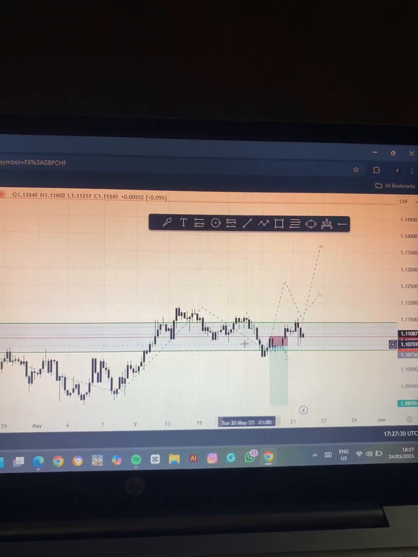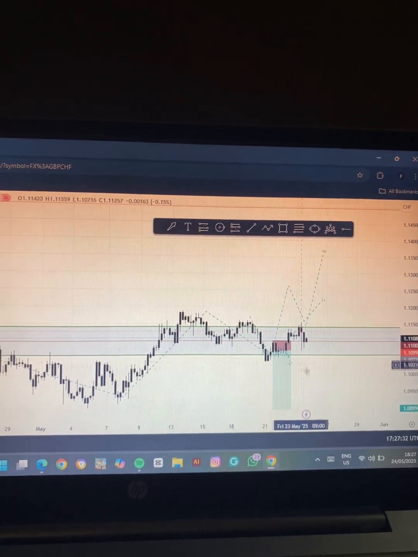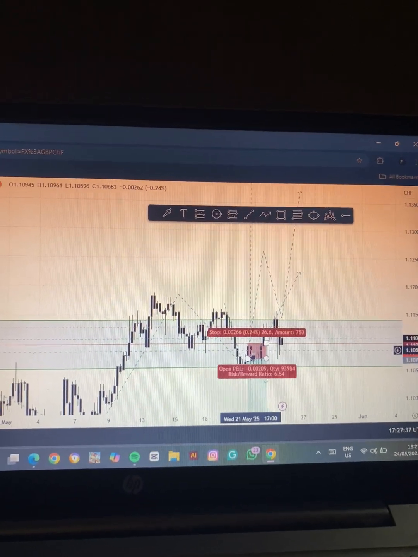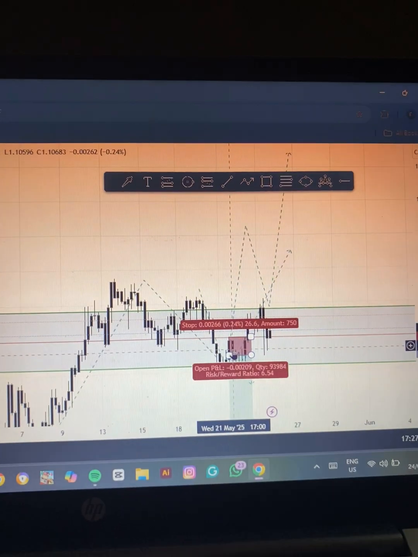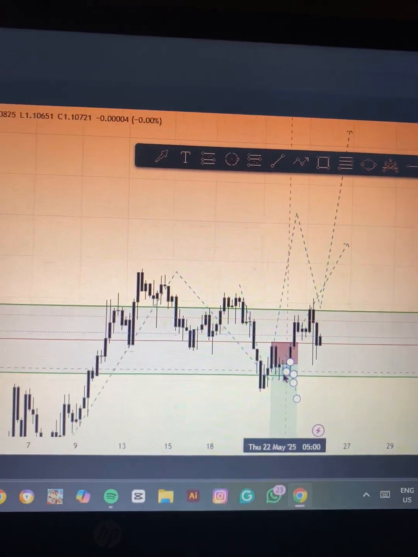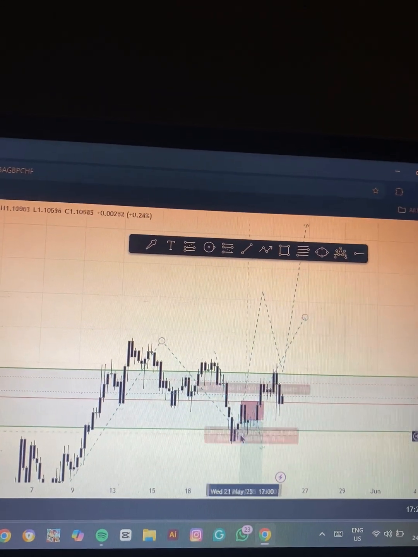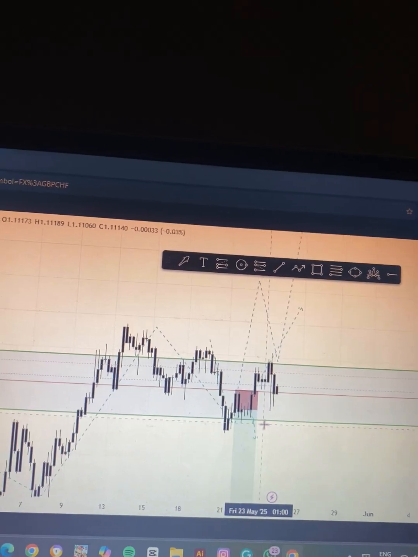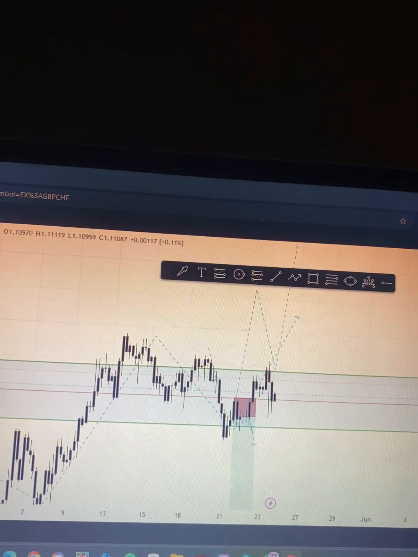Then price here created a tweezer top. You can see a tweezer top, look at these two candles, this one and this one. And look at the indecision candles. We're thinking that price is about to push down here, not knowing, and we went to the lower time frame too.